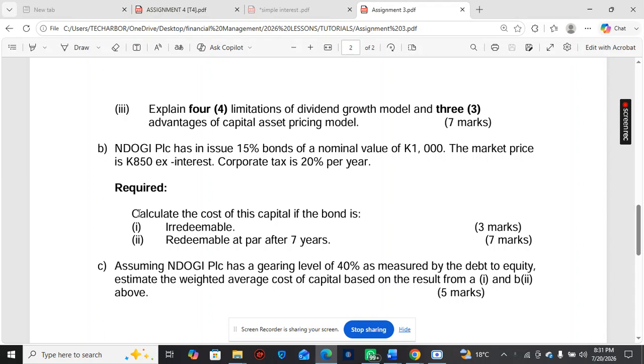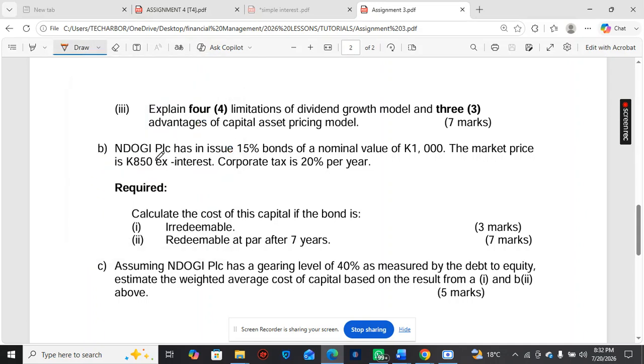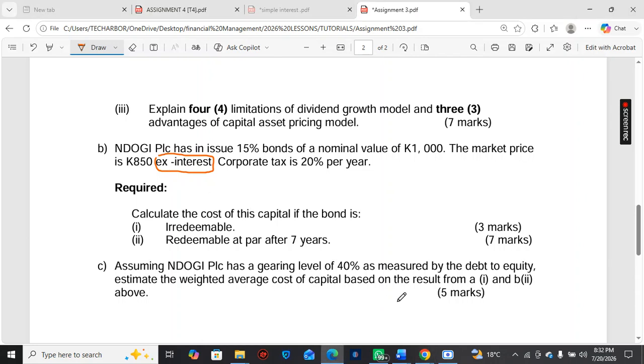Okay, so required: calculate the cost of this capital if the bond is, one, irredeemable, two, redeemable. Now, colleagues, before I start, this x interest, what does this mean? You are the one who has actually invested in these things, so I recommend you should say it.